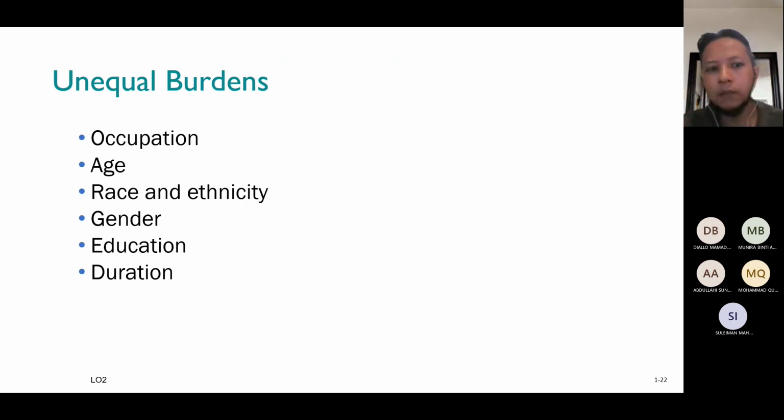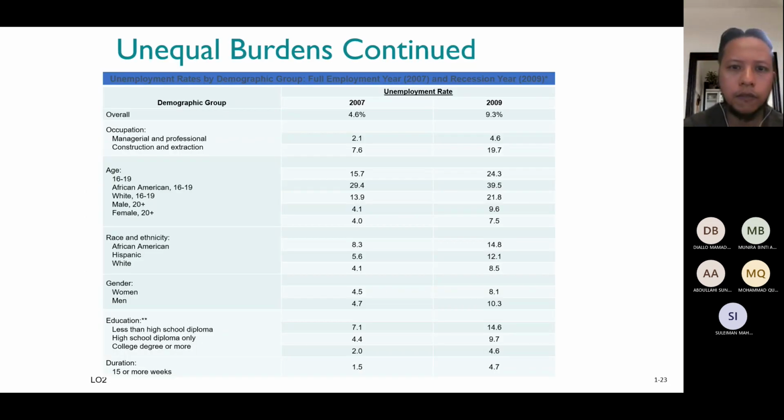Okay, so in terms of unemployment, there are basically unequal burdens according to different categories. A person that is unemployed may be affected differently based on his experience and the category that he is in. So a rich person, for example, if he is working as a CEO and suddenly he is unemployed, will not be as burdened as a normal person that needs his job in order to survive. So there will be different burdens according to age, race, gender, education, duration, right? So different categories may have different burdens.